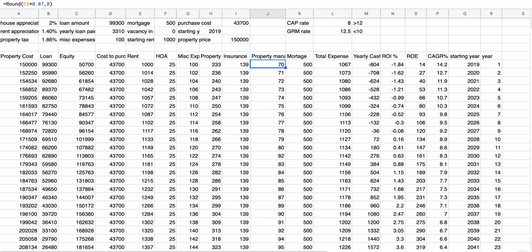So they do all of this, and they charge you approximately 7% of the rent, but this is different in different places. And then there's mortgage. You have to look at how much mortgage you're getting.